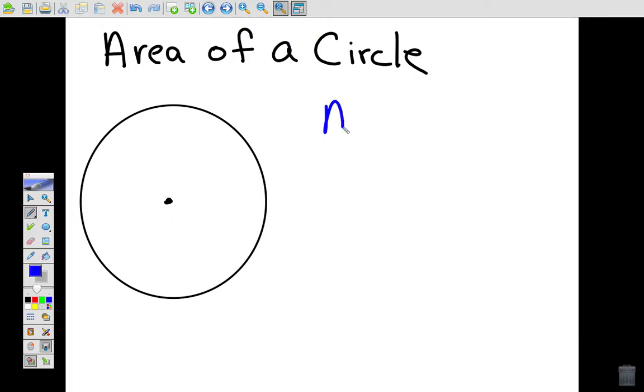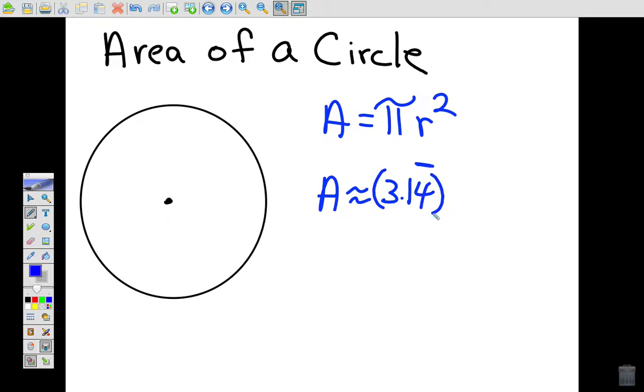To find the area of a circle, that's equal to taking pi times the radius squared. So we're going to take the radius, and it's important here that we know what to do first. So really, if I have area, I'm going to use 3.14 for pi. I'm going to get rid of that mark up there. So you're going to take 3.14 times the radius squared.